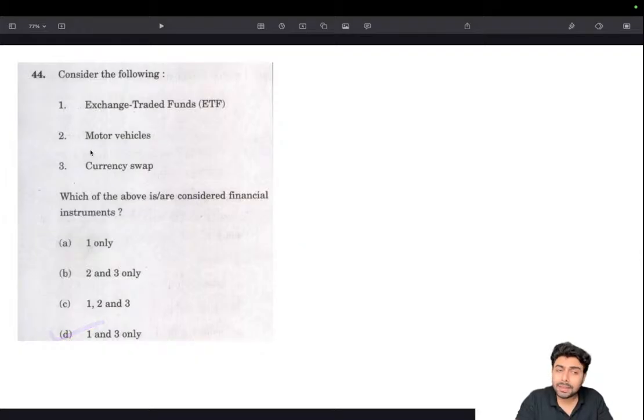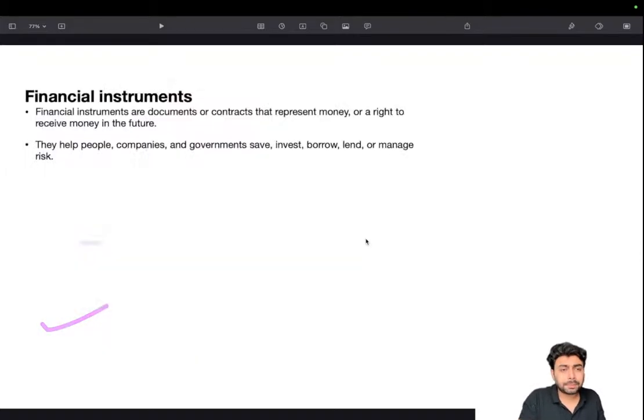Some people might think that motor vehicles hold a value, and we are hypothecating when buying a motor vehicle on EMIs, but those are not relevant here. Basically it is asking about financial instruments, things that have application only in the finance domain. Motor vehicles are a physical asset, so that's a different story. So we'll arrive at the answer as D. So that's it. Moving on, next question.